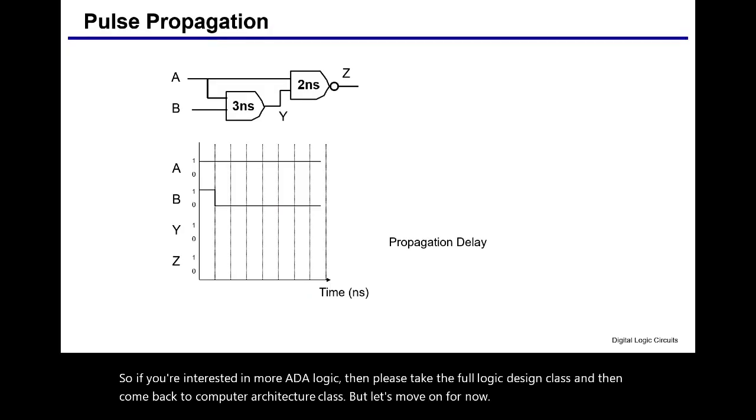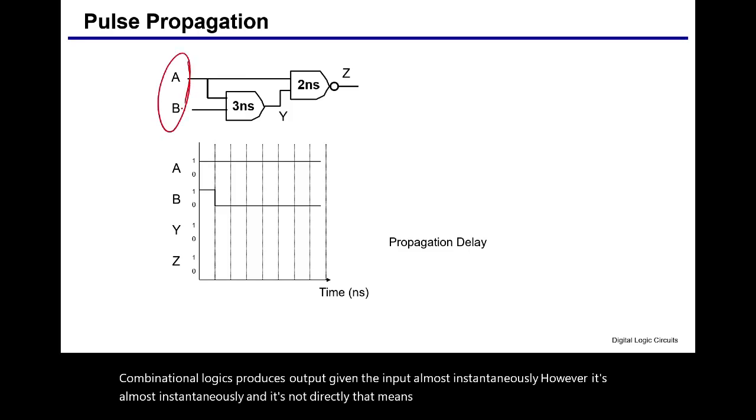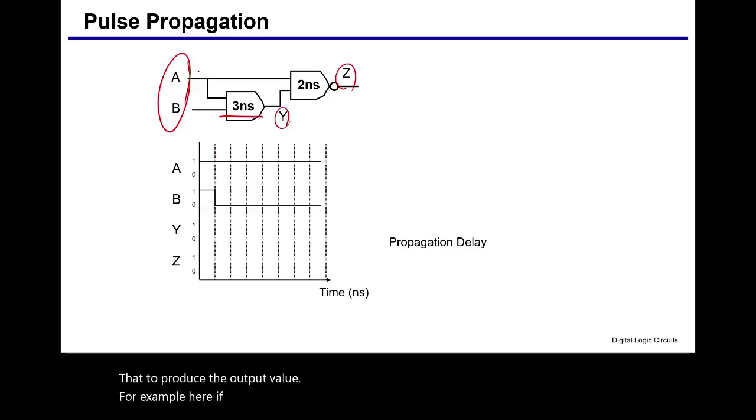This combinational logic produces output given the input almost instantaneously. However, it's almost instantaneous, but not completely. That means when we give the input to the combinational circuit, there is a small amount of delay to produce the output value. For example, here, if we give the inputs A and B, then it takes a small amount of time to produce the output.